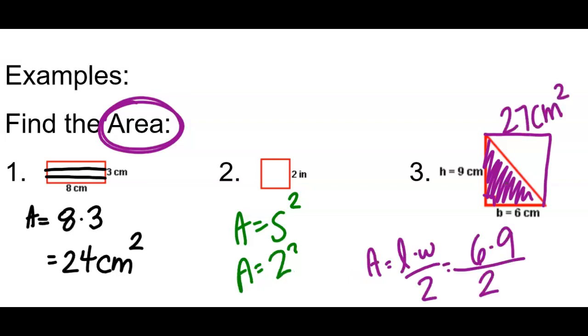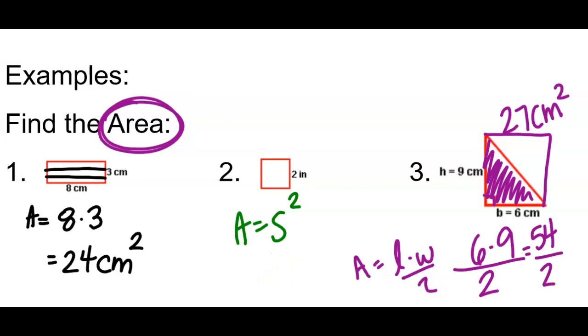So I'm going to take my sides and plug them in. One side is 6, one side is 9. It doesn't matter what order you put those in. It's okay. And I'm going to divide that by 2. So now I'm going to do my math. 6 times 9 is 54. 54 divided by 2 is 27 centimeters squared. Sorry, I had to fit it up here.